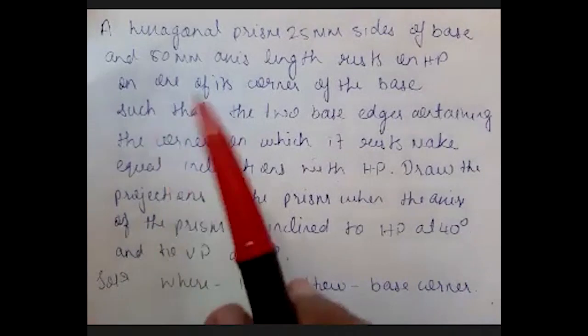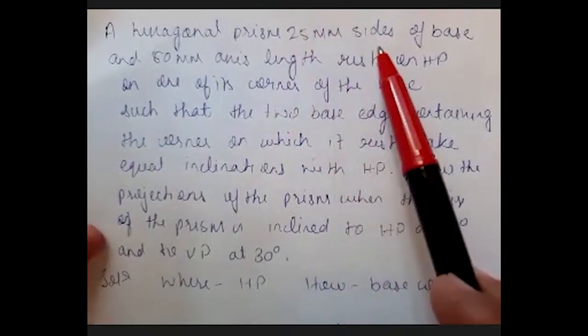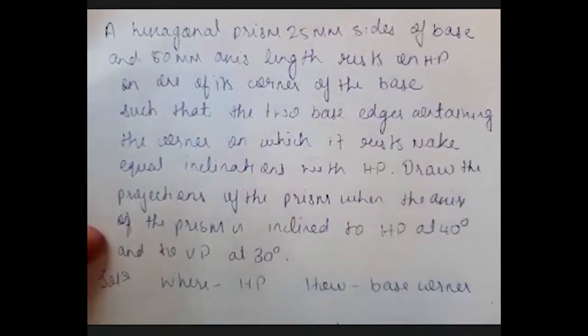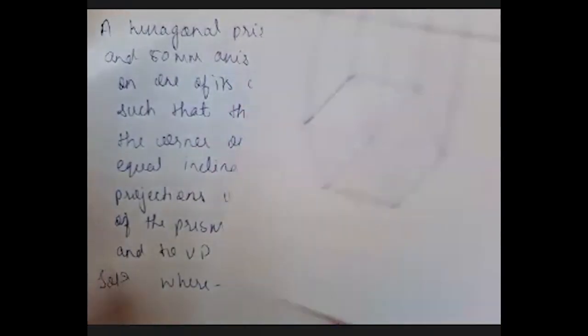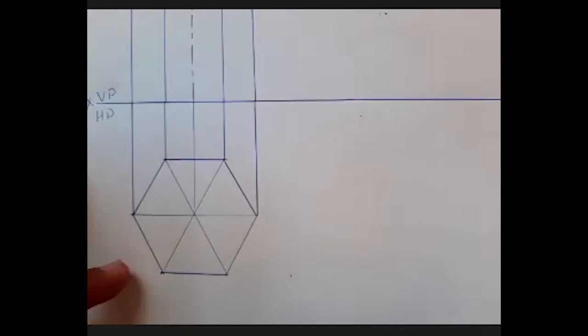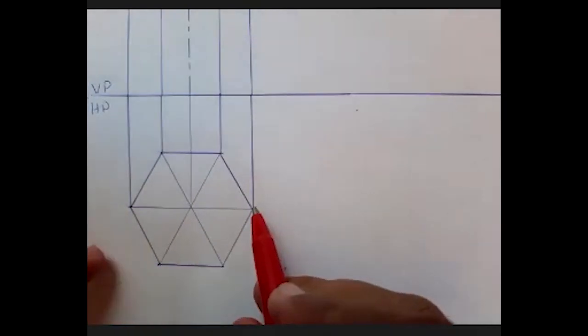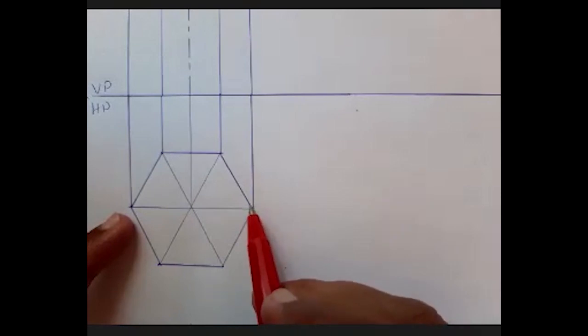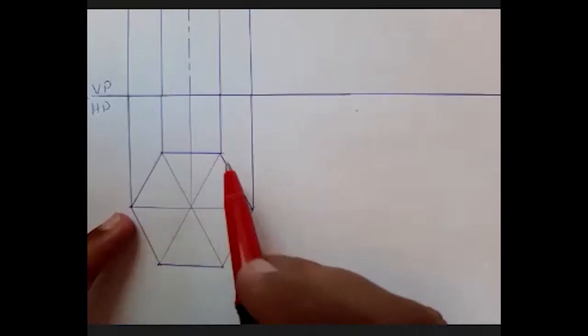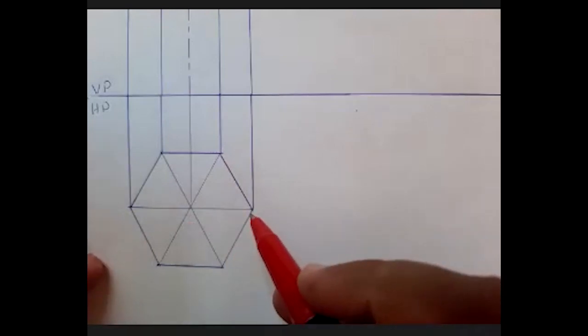To begin with, I know it is a hexagon, and when I see it from the top, it looks like a hexagon in the top view of 25 sides, and the axis length is 50. To begin with the solution, I'm going to draw the XY line, then write vertical plane and horizontal plane, that is VP and HP. Then I need to have a corner on my right hand side. I'm going to draw a hexagon in such a way that I get a corner on my right hand side. To draw this hexagon, I'm going to draw a circle, then cut this down and then join the lines, and it is very easy to draw the hexagon.